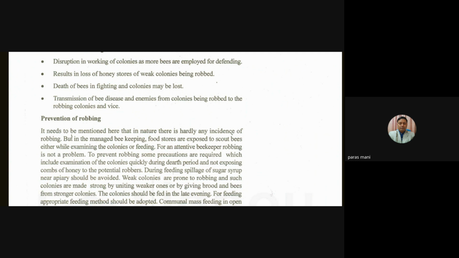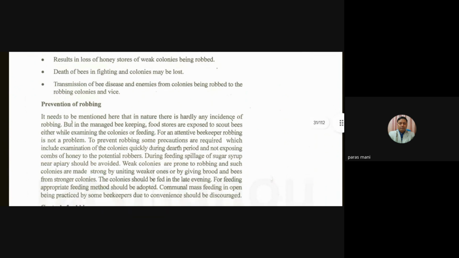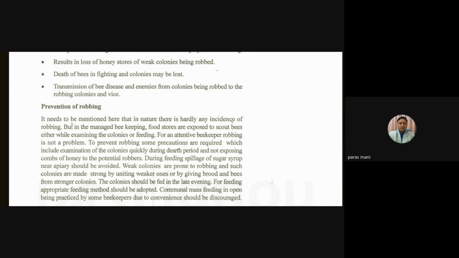Transmission of bee diseases and enemies from colonies being robbed to the robbing colony, and vice versa. If a disease is present in one colony, due to robbing that may bring the pest, ectoparasites, or any disease, virus or microbes from that colony to this colony, or vice versa from this colony to that colony. That may happen.